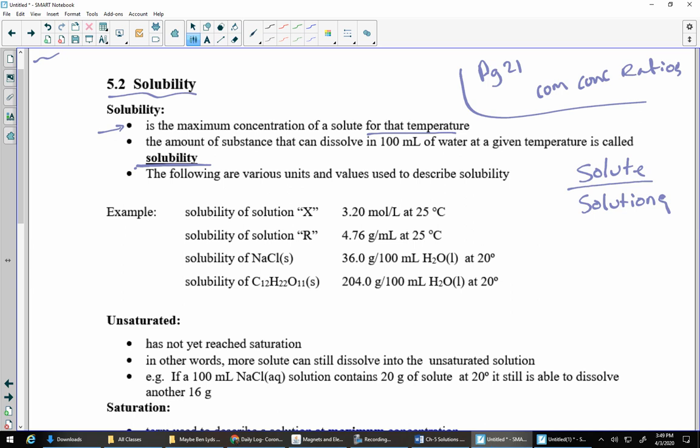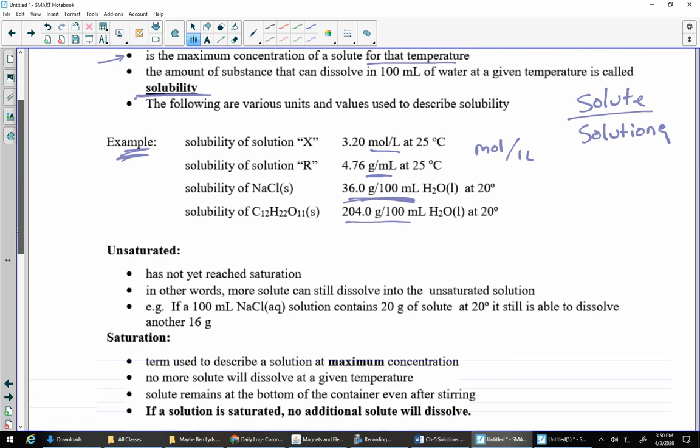As we go through the various units that we see here for these examples, it could be moles per liter, that's moles for every 1 liter. It could be grams per milliliter, so how many grams in 1 milliliter of solution? It could be grams per 100 milliliters. Notice it's always this ratio of solute to solution, or 204 grams apparently for sucrose in water at 20 degrees, and it is again temperature dependent.